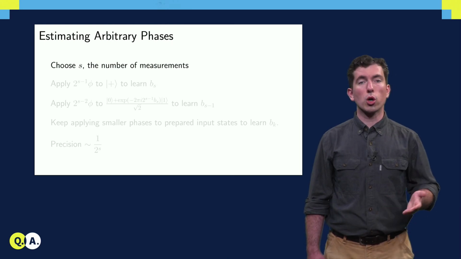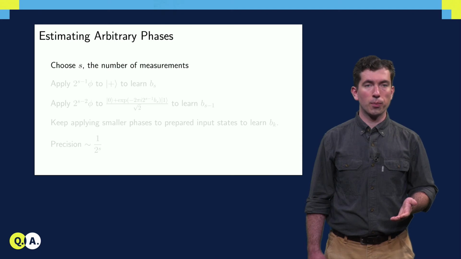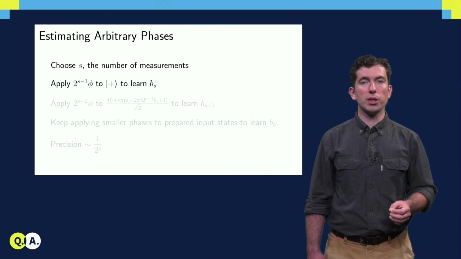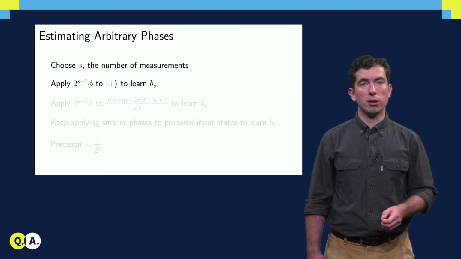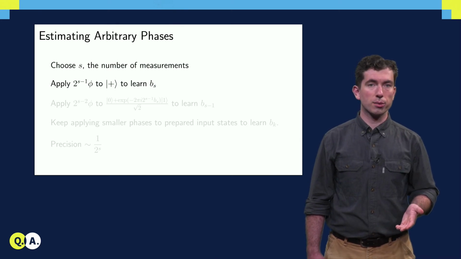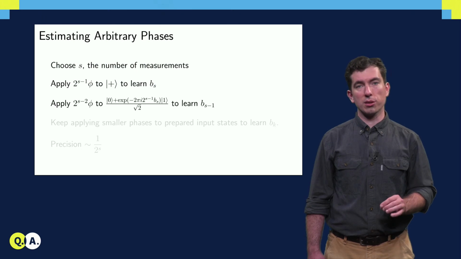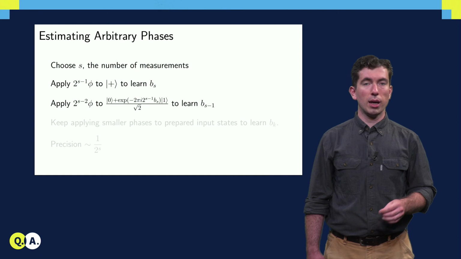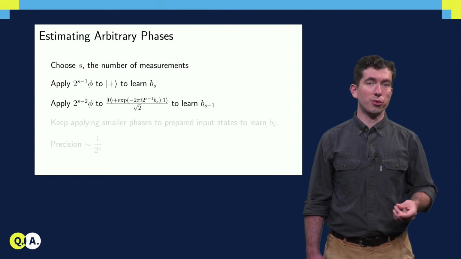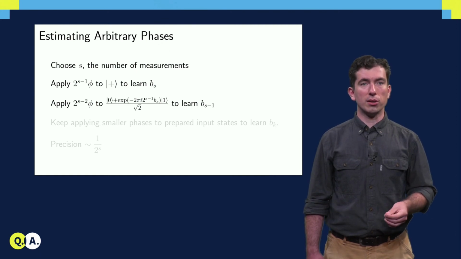Now, in order to estimate arbitrary phases, we begin by choosing a number of measurements that we'd like to do, and we'll call it s again for simplicity. We apply the phase 2 to the s minus 1 phi to plus to learn the last bit of b that we're interested in, call it bs. Then we adjust the phase on a new input state to get rid of the last bit on the output, and we apply 2 to the s minus 2 phi, so that the output phase is 0.bs minus 1.